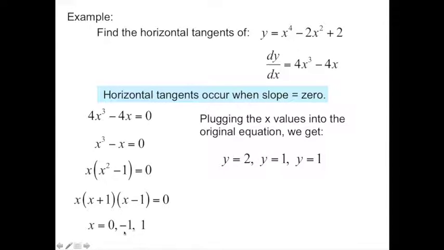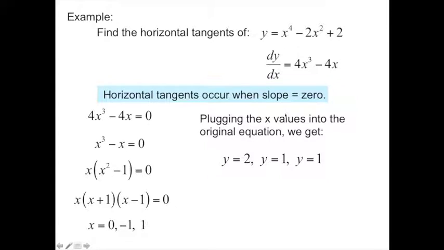So when we plug in 0 to here, we get 0 minus 0 plus 2. So one horizontal tangent, remember horizontal tangents have the form of y equals, is y equals 2. When we're talking about horizontal tangents, we expect to see an equation for a line because horizontal tangents are lines. When we plug in negative 1 here, we get 1 because negative 1 to the 4th power is 1. 1 minus 2 plus 2, so y equals 1 is another horizontal tangent line.